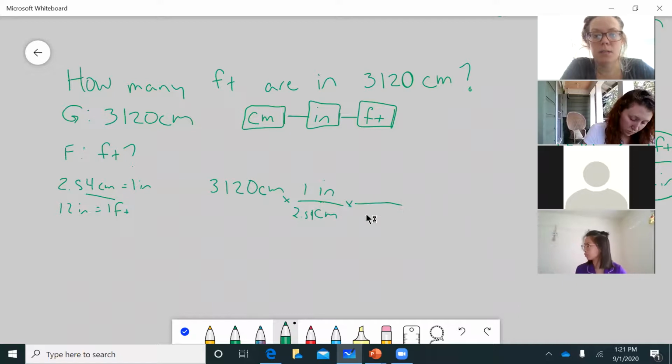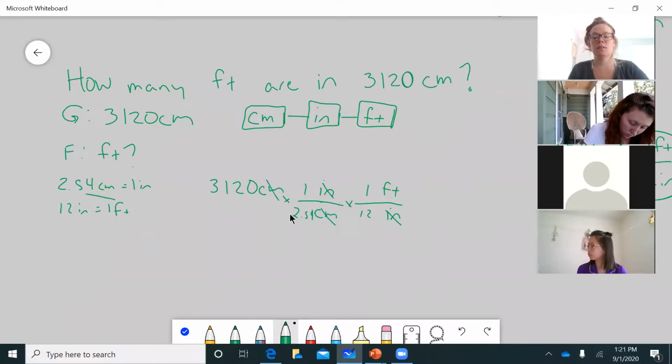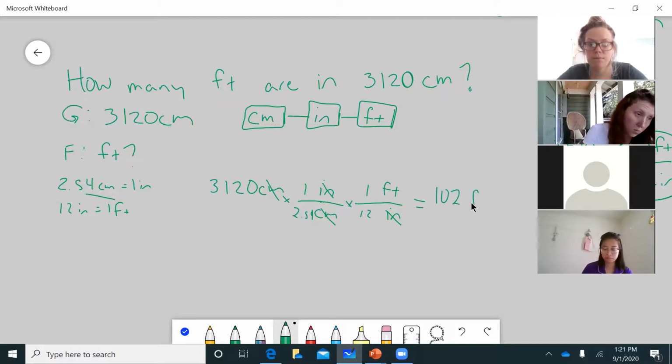And then I'm going to stick the next one on. So inches will go on the bottom so that it can cancel. Feet will go on the top. 1 foot is equal to 12 inches. Centimeters cancels, and inches cancels. Always check to make sure your units cancel so that you know you've set it up correctly. 3,120 divided by 2.54 divided by 12. So for this problem, I got 102 feet. 3 sig figs here, because I don't know if that 0 is significant. So I'll just honor 3 sig figs here.